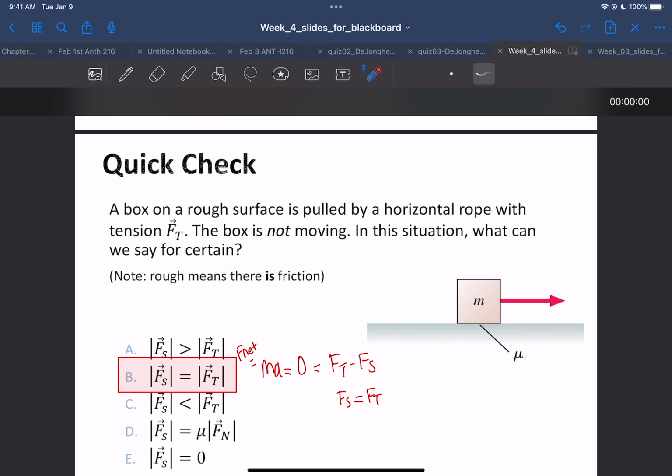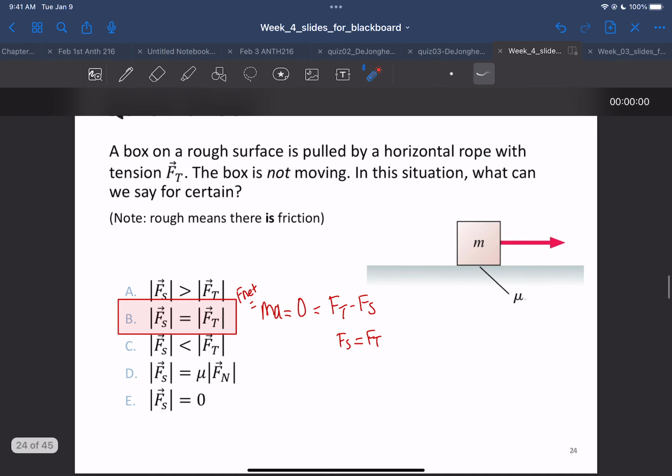Yeah, and this is kind of a reiteration of that. If the box isn't moving when you pull on it, then you know that your static friction force is going to be equal to the tension, because they're going to try and cancel each other out, right? To prevent any slipping or sliding, to prevent any motion, right?